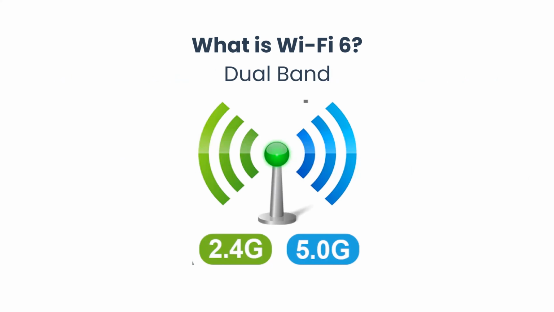This is the second Wi-Fi standard that is dual band. Wi-Fi 4 or 802.11n was the first time we introduced a standard that was both 2.4 and 5 gig.